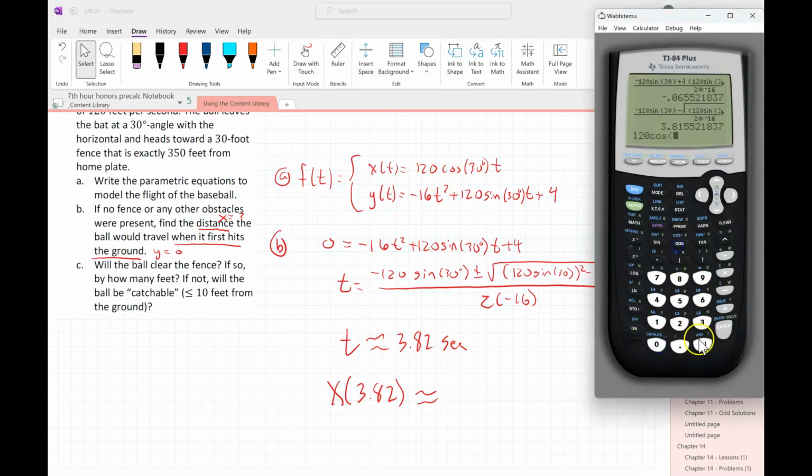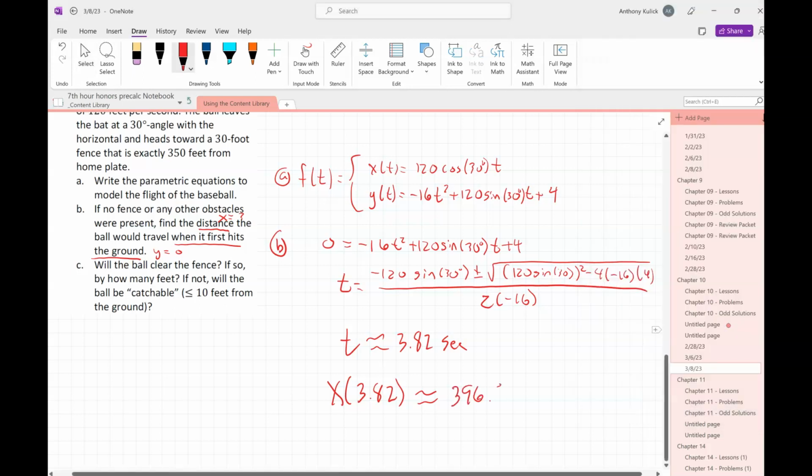So 120 cosine 30 times that answer. So 396.5 feet. And then part C asks, will the ball clear the fence? If so, by how many feet? If not, will it be catchable, i.e. less than 10 feet from the ground?